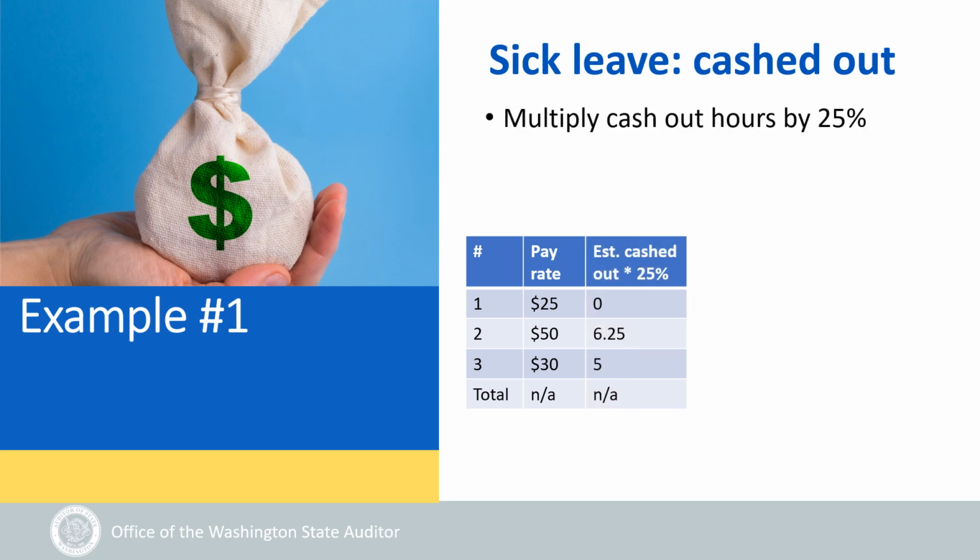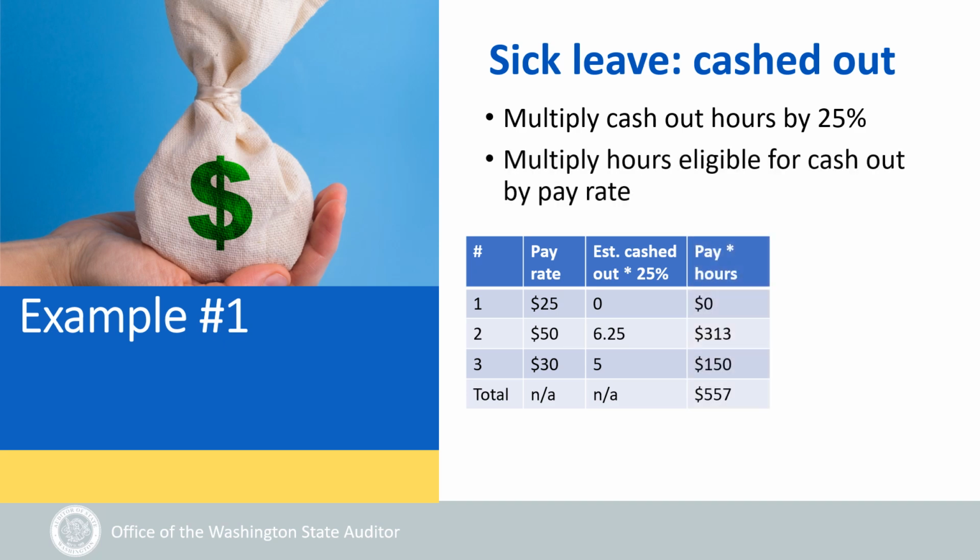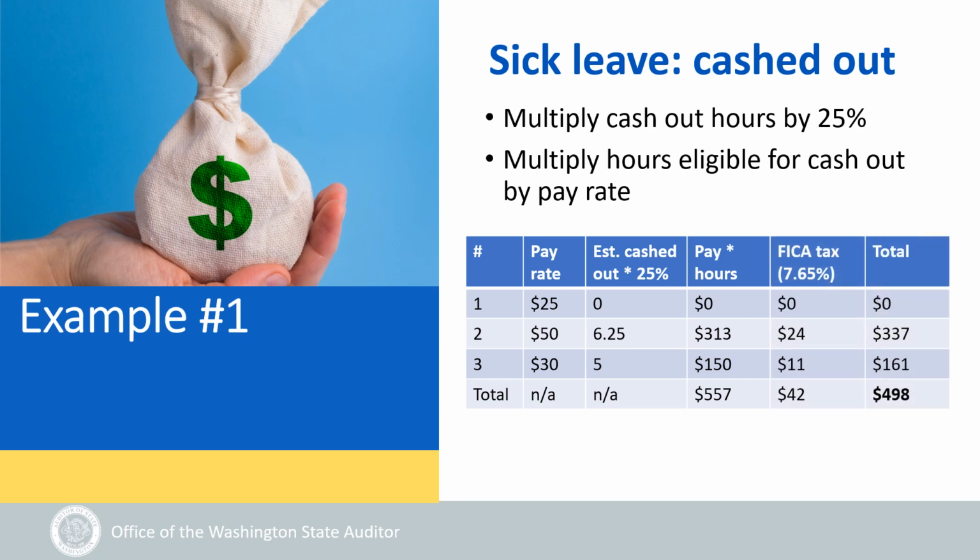Then we multiply hours estimated to be cashed out by 25%. Since they are only allowed to cash out 25% of their hours, multiply that by the pay rate and add salary-related payments. That gives us a total liability of $498 for sick leave to be cashed out, but we aren't quite done.